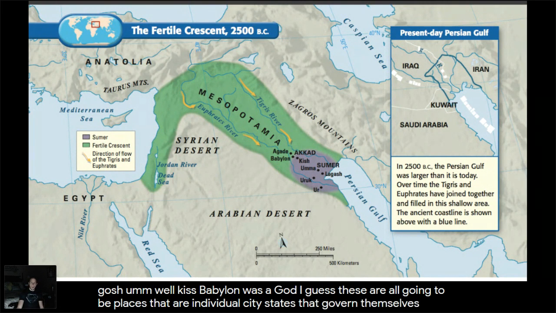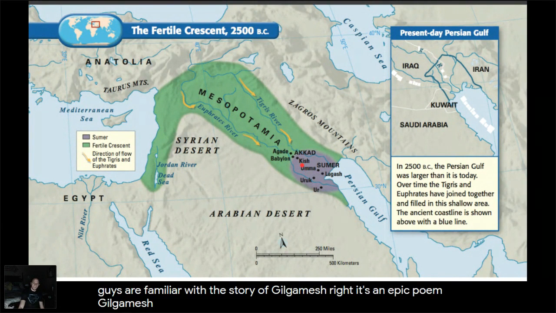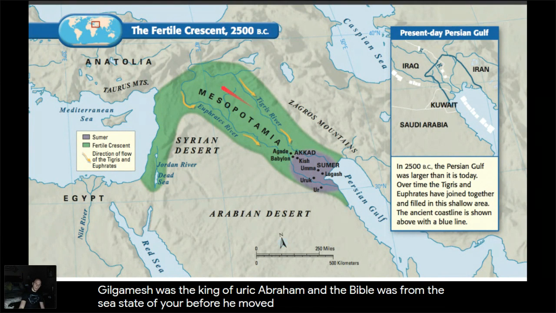I don't know if you guys are ever familiar with the story of Gilgamesh, right? It's an epic poem. Gilgamesh was the king of Uruk. Abraham in the Bible was from the city-state of Ur before he moved this way and located in Palestine.